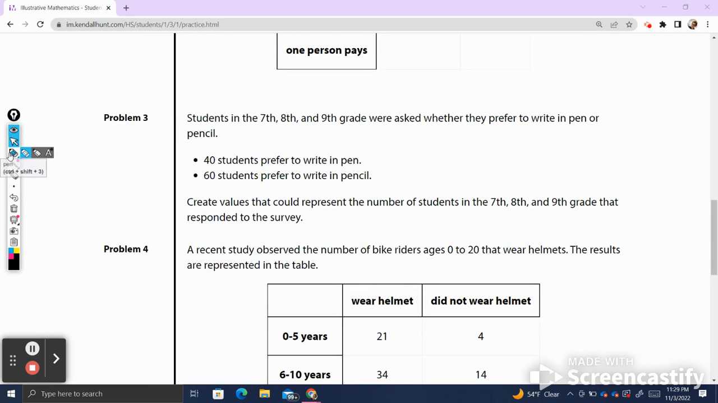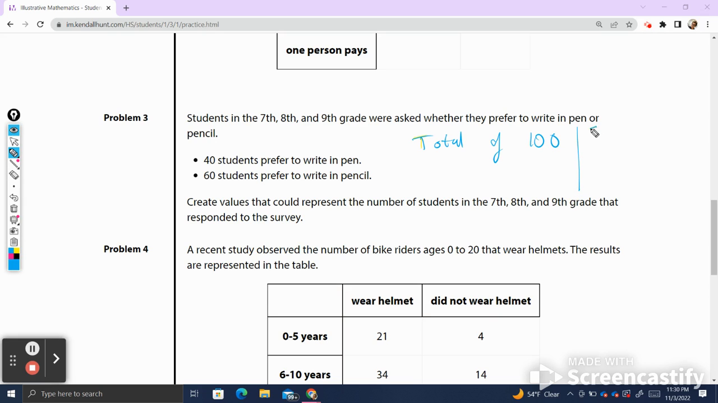Problem number 3. Students in the 7th, 8th, and 9th grade were asked whether they prefer to write in pen or pencil. I definitely prefer pen. 40 students prefer to write in pen. 60 students prefer to write in pencil. Create values that could represent the number of students in 7th, 8th, and 9th grade that responded to the survey. So, we know that we have a total of 100 students.